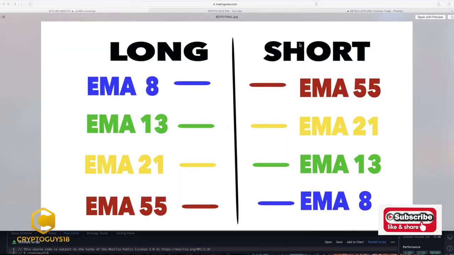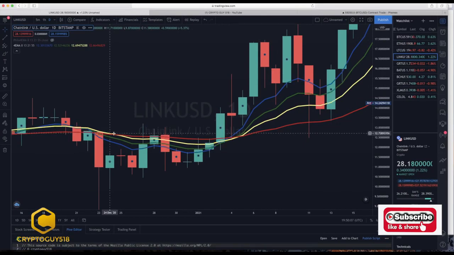Now, if you're going to short the market, here is Chainlink US dollar, and as you can see, we have the red, yellow, green, blue. This isn't really the best example, but it's one of the quickest ones I can find. This is what we would want for a short, just the opposite of the long.